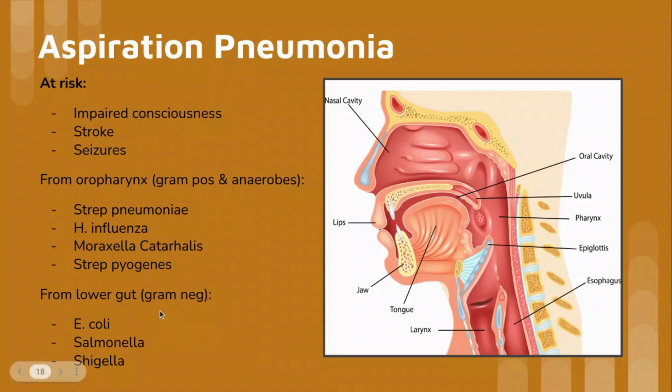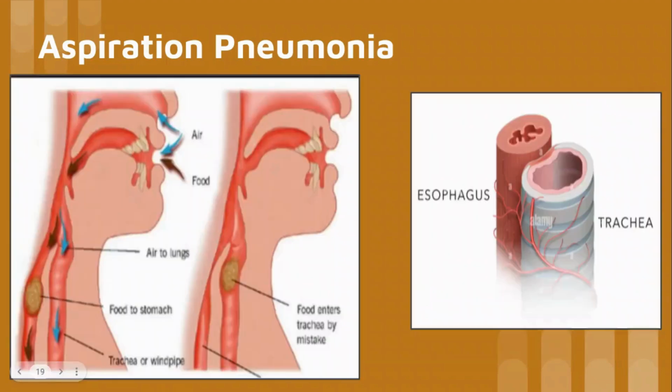But then from the gut itself, the lower gut, that is where those organisms that you know, like E. coli, Salmonella, Shigella, these are the ones that cause enteric fever, right? These are all gut organisms, all right? So they will cause aspiration pneumonia. So you see that because of this problem, the treatment is different from what you give for a community acquired pneumonia. All right. So that is aspiration pneumonia.